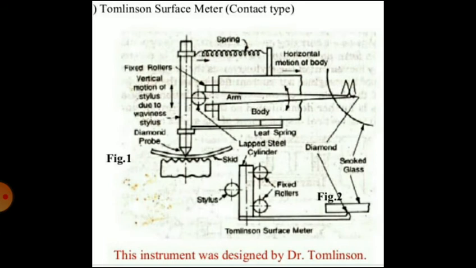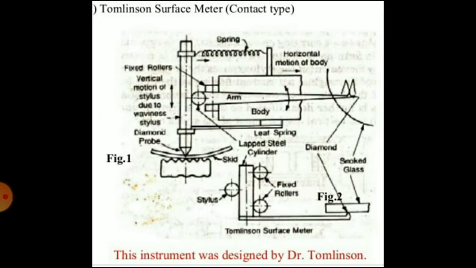Now we will see the various instruments that are used for measuring surface roughness. The first instrument is Tomlinson's surface meter. You can see the diagram of Tomlinson's surface meter. There are two views shown: figure 1 is the front view and figure 2, at the bottom, is a top view. You can see the various elements of the instrument.